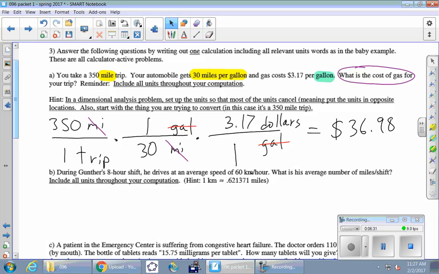Yeah, back when this problem was written a few years ago, gas was around $3.17. It's got a lot less. You're welcome. Okay, yeah, always a good idea to just kind of check against reality.